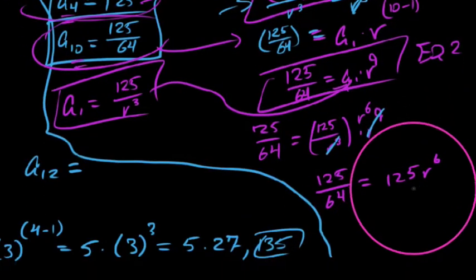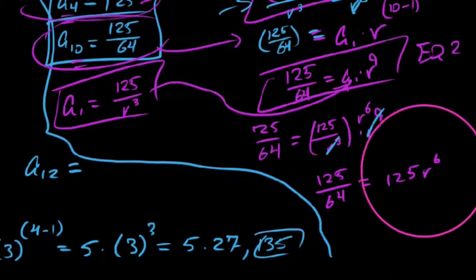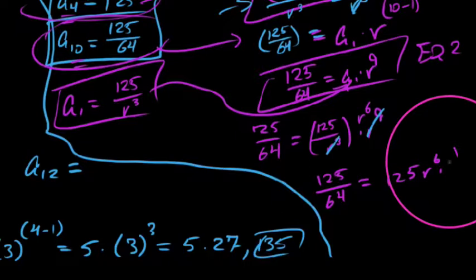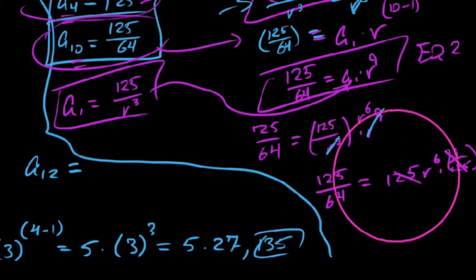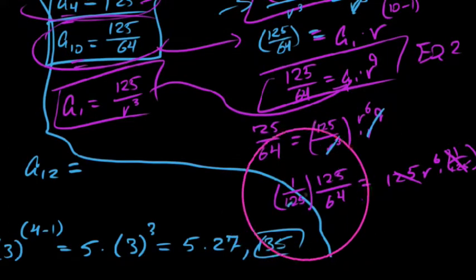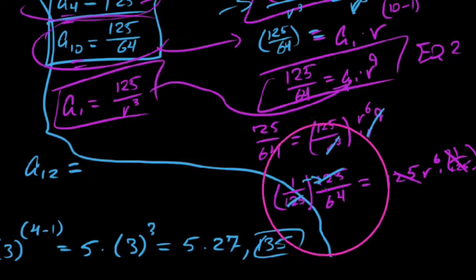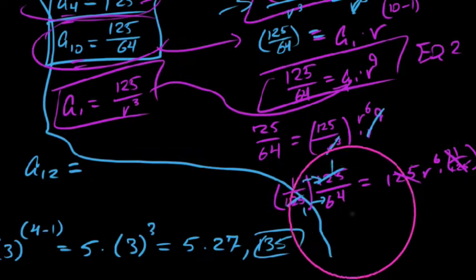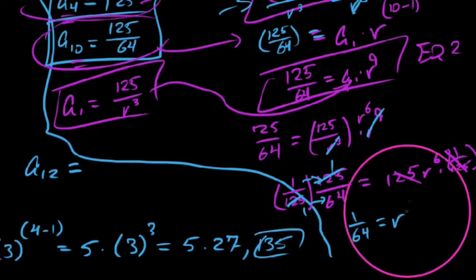And now, here's the thing. We need to divide both sides by 125. Now, working with fractions, I think it's a lot easier to just multiply by the reciprocal. So we're going to multiply both sides by the reciprocal here. I'm going to take this times 1/125. And the nice thing here is that the 125s cancel out. We're left with just 1/64. So we have 1/64 is equal to r to the 6th power.